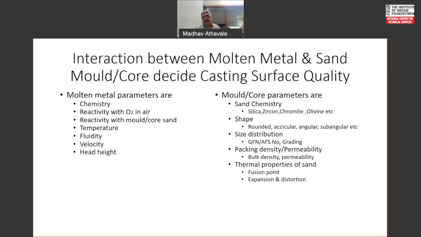Then another important point is the thermal properties of the sand. So what is its fusion point? How good is the refractoriness of the molding medium? Does it expand, and how does it expand? Does it distort abnormally? Then what is the behavior of the binder which is used for binding the mold and core sand? Is it organic binder? Is it silicate? Is it clay? And then chemical properties as well as thermal properties of the binder system. Generate gas.